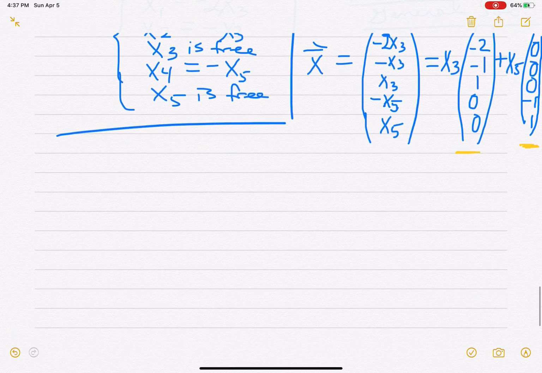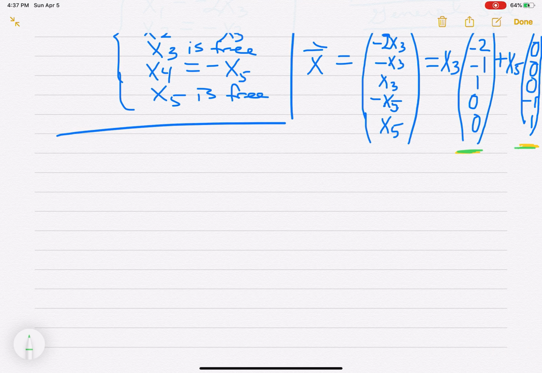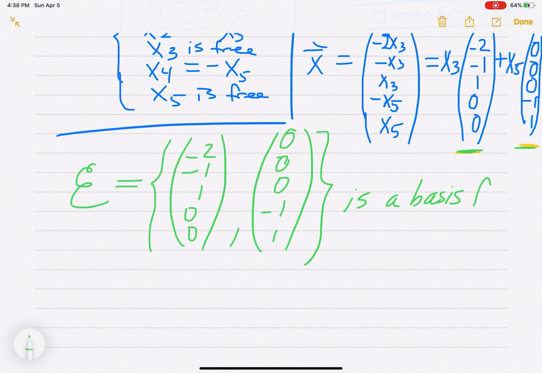So come on, scroll, thank you. So we're going to say E. We've already used up B, so I'm going to use E. That's the one that's used often. Consisting of these columns, negative 2, negative 1, 1, 0, 0, and 0, 0, 0, negative 1, 1 is a basis for the null space of A. Did I write that correctly? Let me just double check.